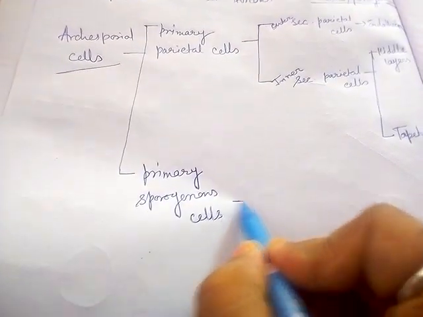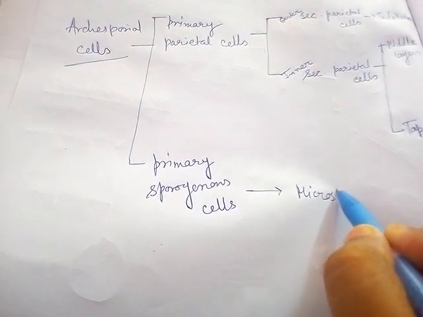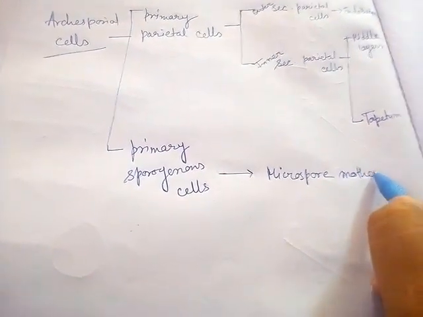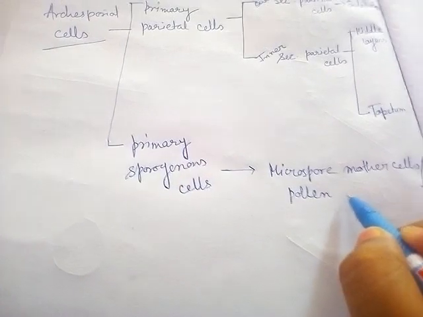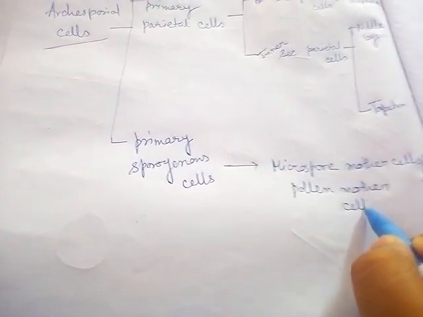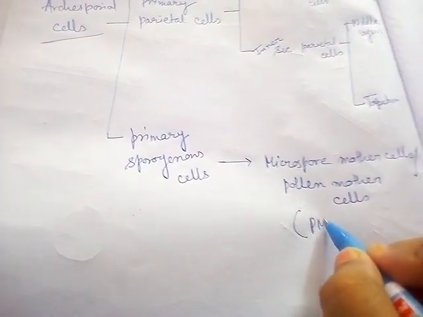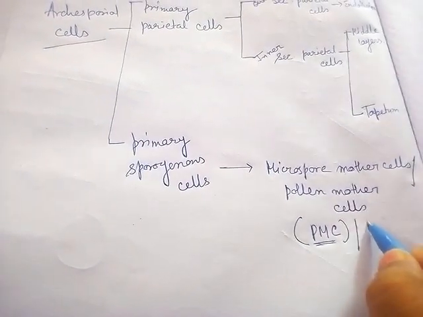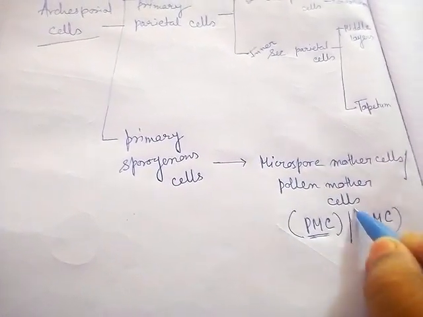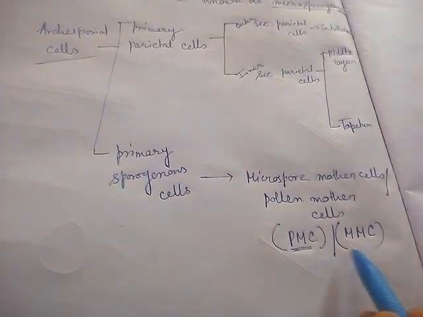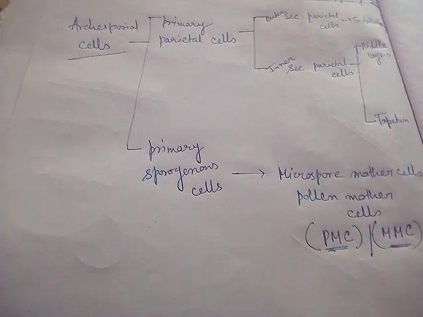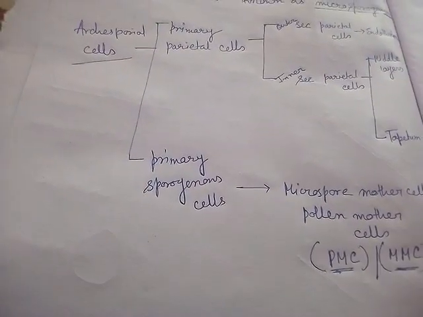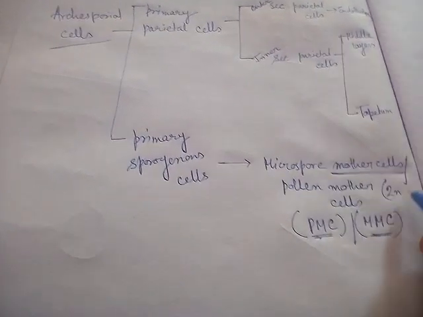And from primary sporogenous cells, microspore mother cells, also known as pollen mother cells, are formed. In abbreviation, PMC is pollen mother cell, or microspore mother cell, MMC. These abbreviations are important. And obviously, being a mother cell, it is diploid, 2n in nature.